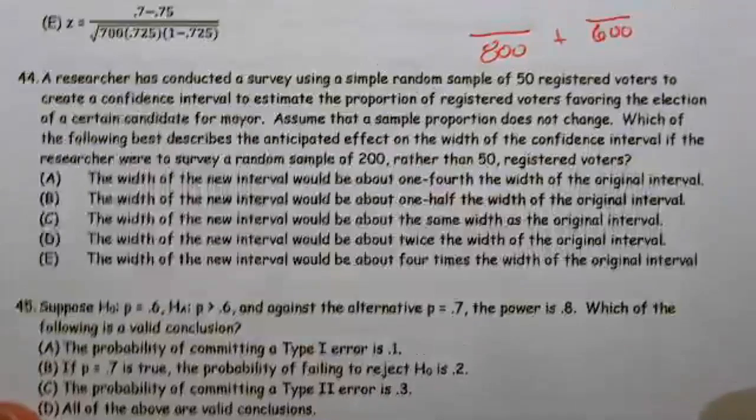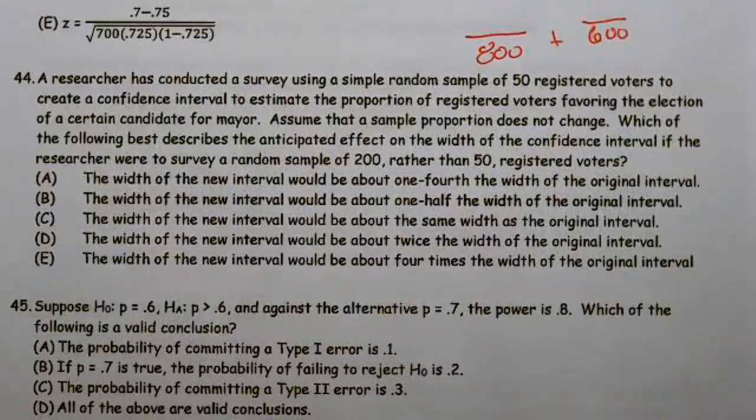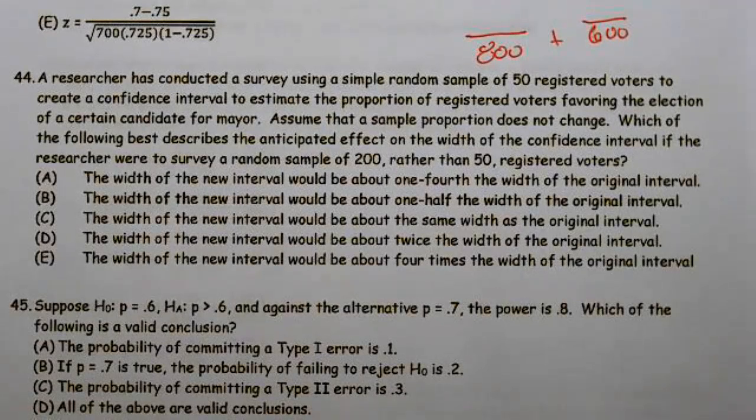Number 44, a researcher has conducted a survey using a simple random sample of 50 registered voters to create a confidence interval to estimate the proportion of registered voters favoring the election of a certain candidate for mayor. Assume that the sample proportion does not change. Which of the following best describes the anticipated effect on the width of the interval if the researcher were to randomly survey a sample of 200 rather than 50?